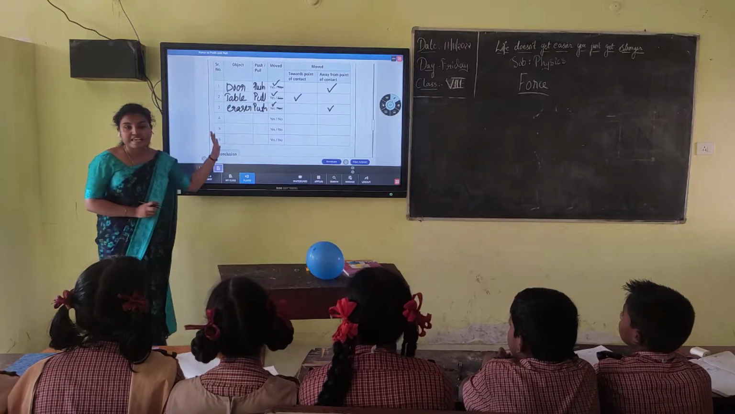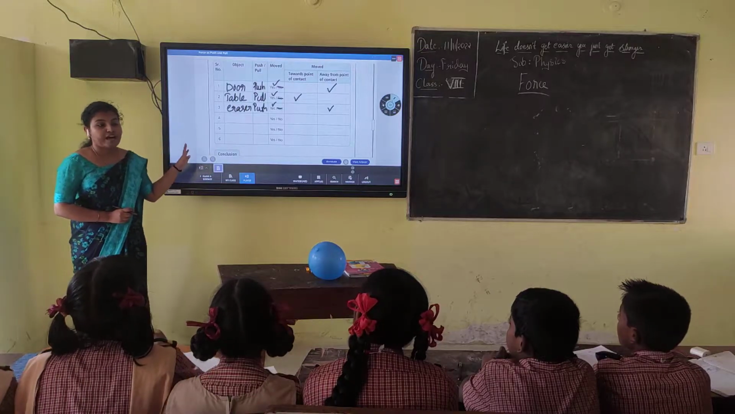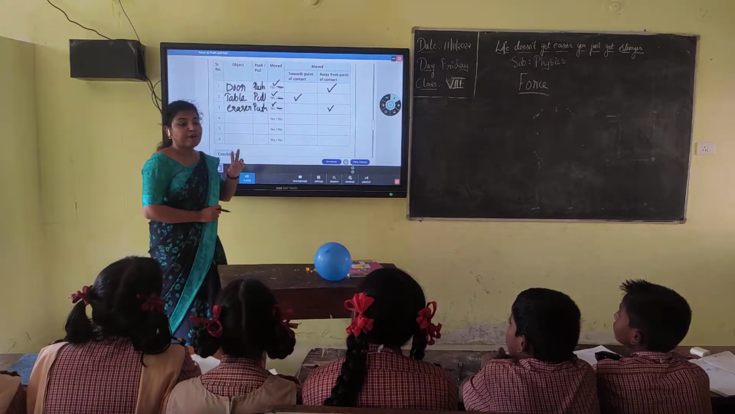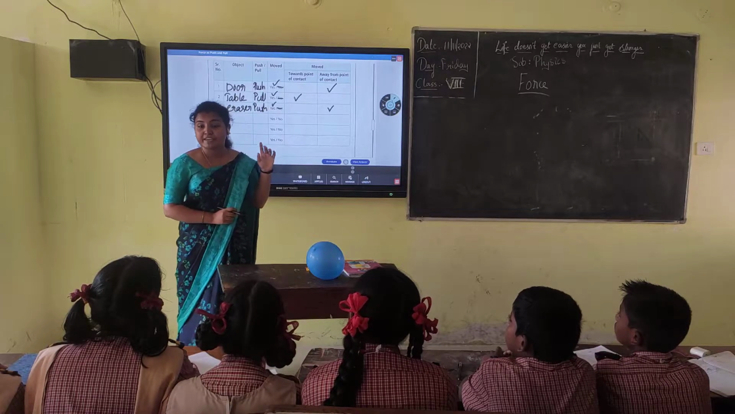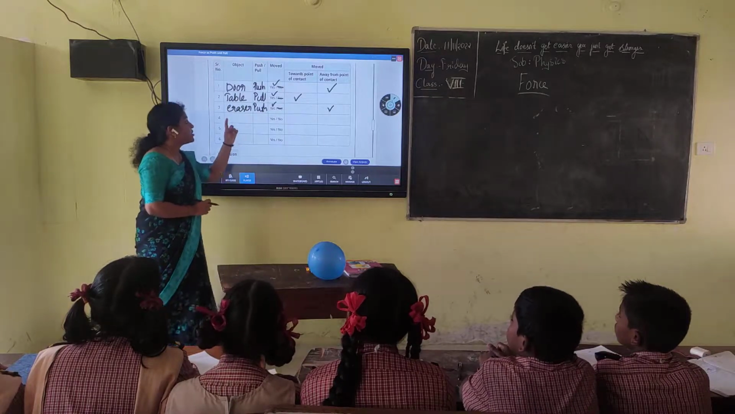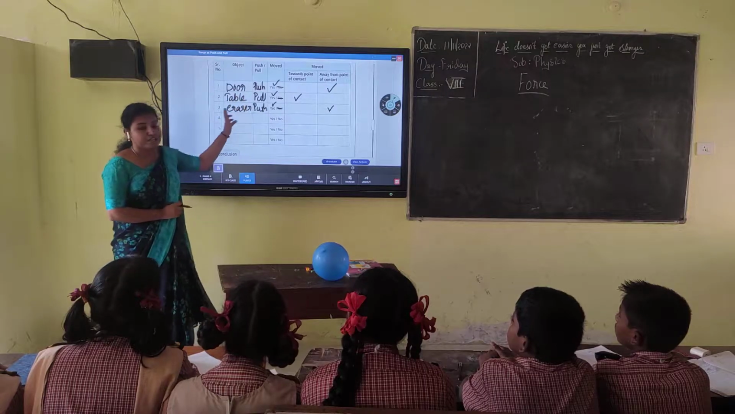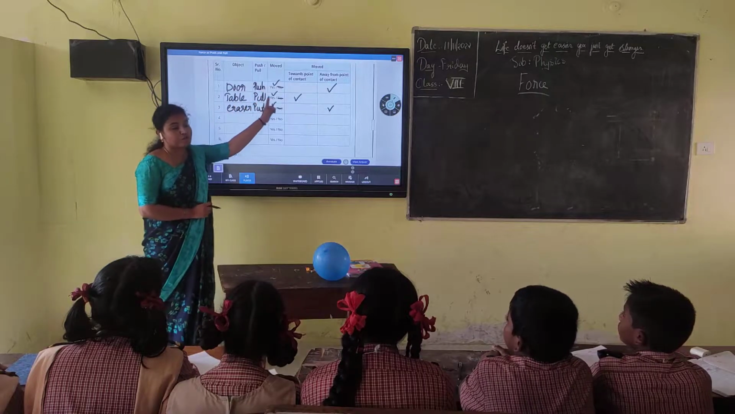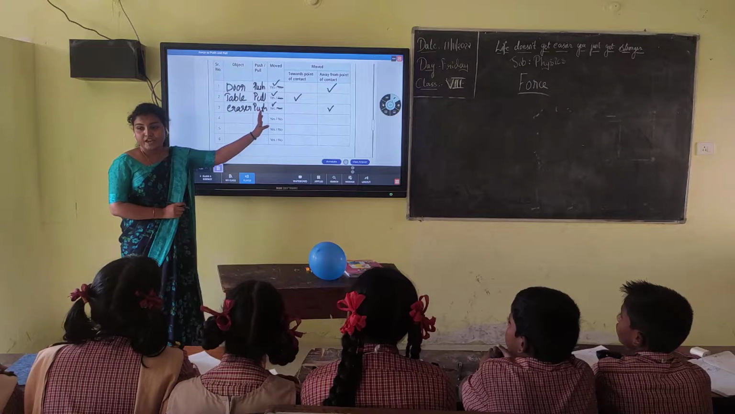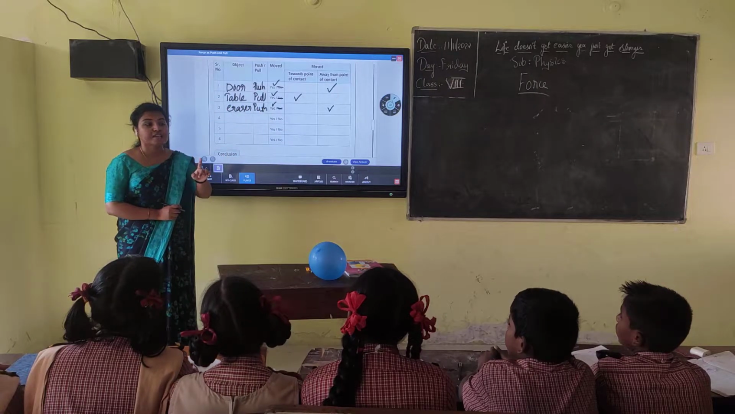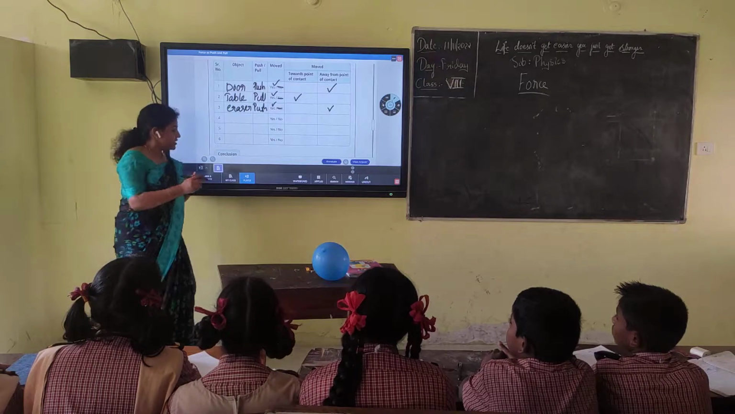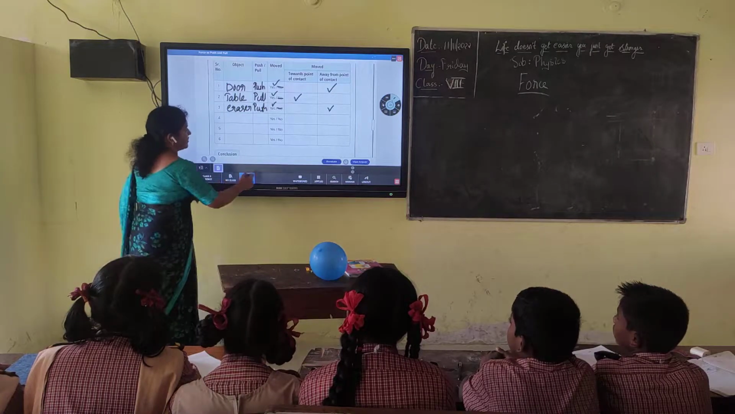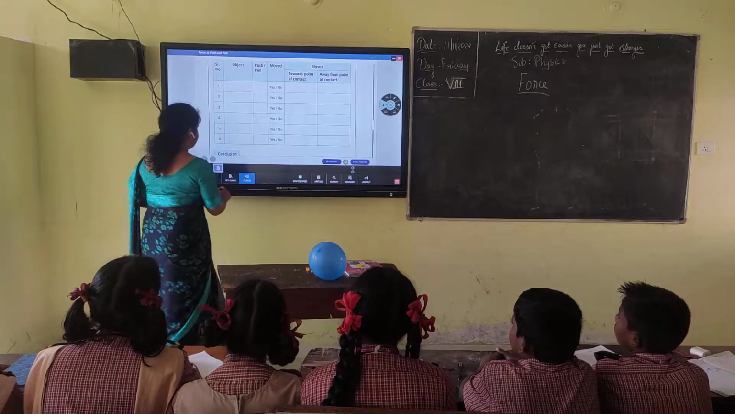So from this example, we can understand that the motion imparted by an object is called a force. Because whenever we are pushing or pulling an object, motion occurs. So we can define force as a push or pull on an object. Let us see a video.